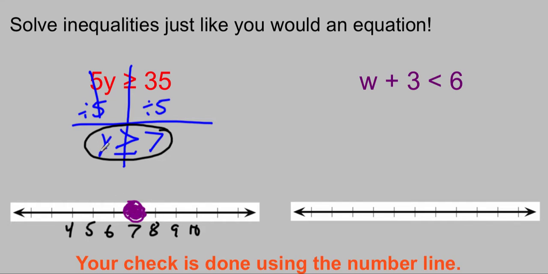And then we say it to ourselves, y is greater than or equal to 7. So which side of our number line is greater than? That's going to go this way. So we're going to shade all the numbers that are larger. And then notice the note at the bottom.